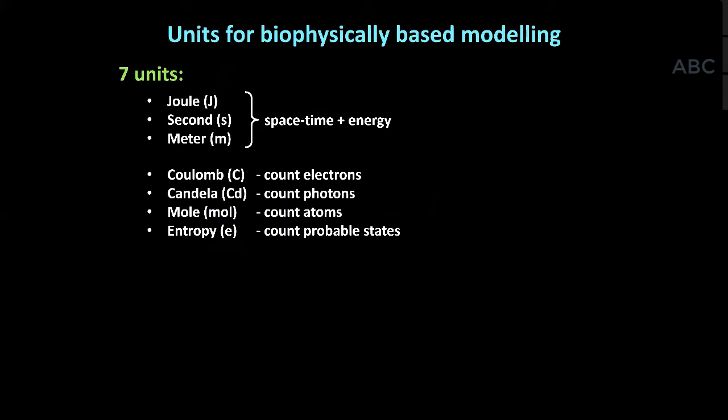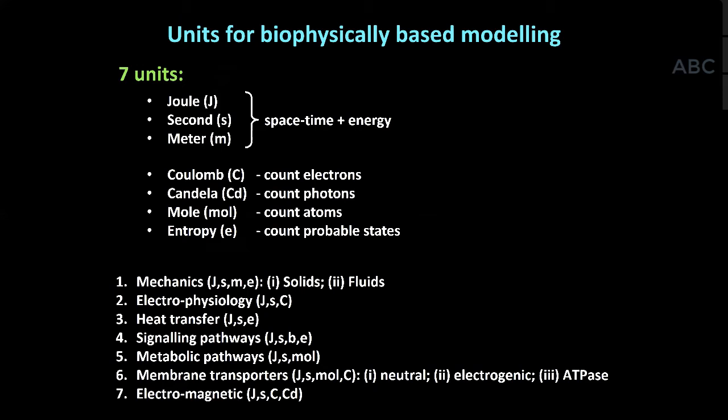You've got 3 defining the world we live in, and 4 the particular objects that we see in this world that we need to use as part of our physical processes. So, for example, in mechanics, you use joules, seconds, meters, and entropy. In electrophysiology, you typically use joules, seconds, and coulombs, and so on. So every aspect of physiology or biology generally is going to be making use of these processes based on physics that come back to these 7 units. And when you move across processes, the only thing that's common is the energy.